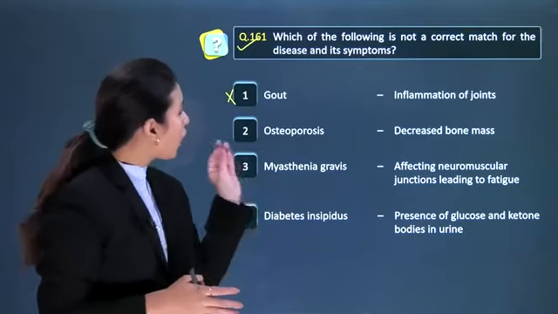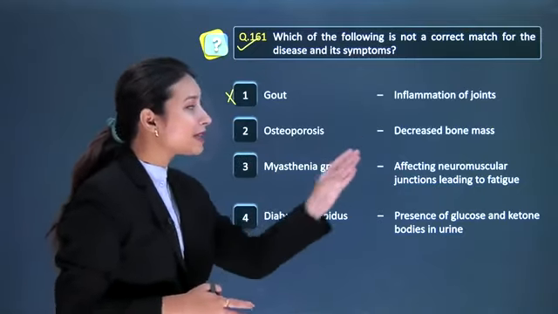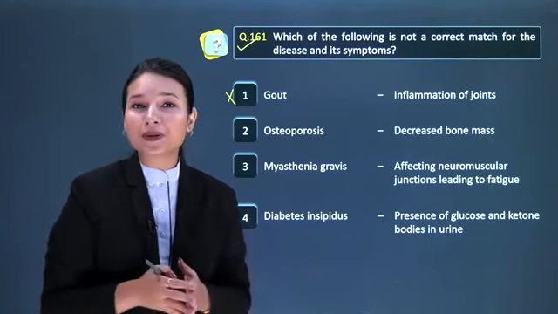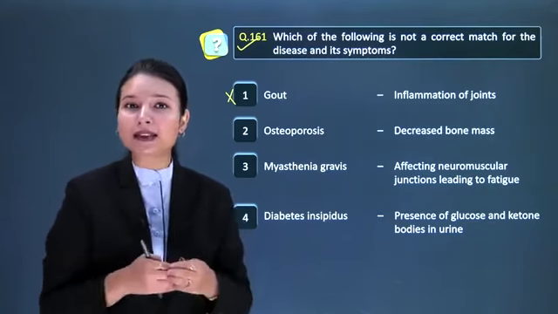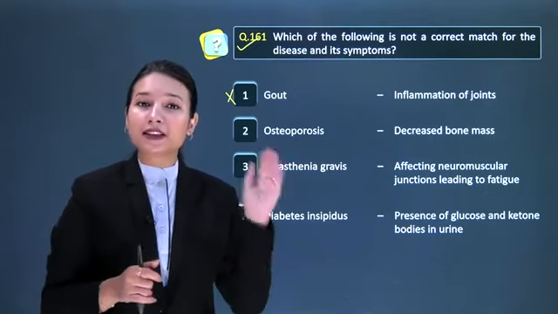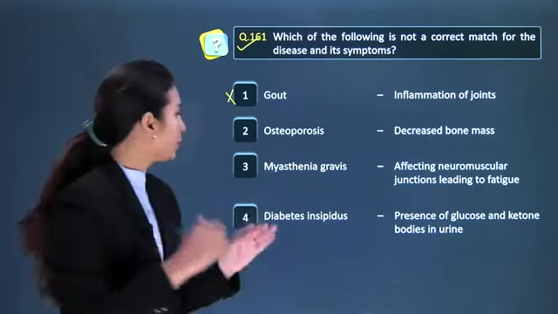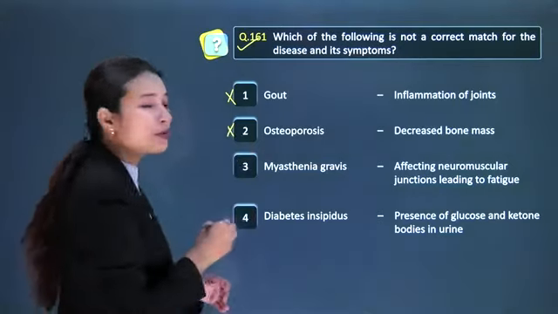Option number 2 osteoporosis matched with decreased bone mass. ये मैच भी बिल्कुल सही है as in osteoporosis there is decreased bone mass and the common cause is decrease in estrogen levels. So option number 2 is wrong.